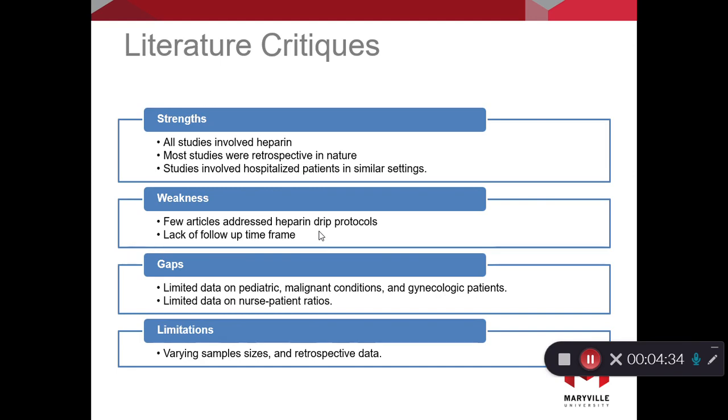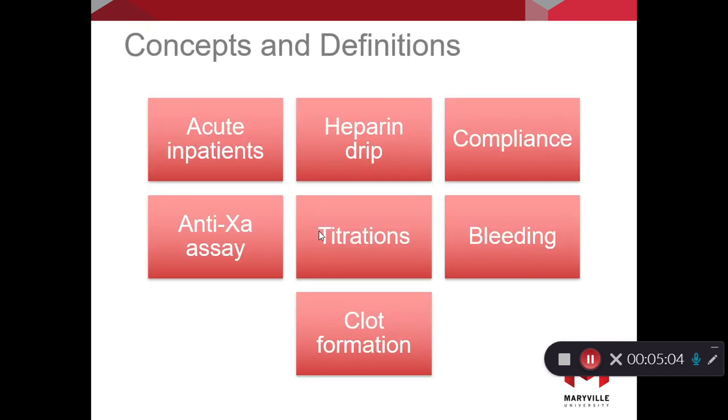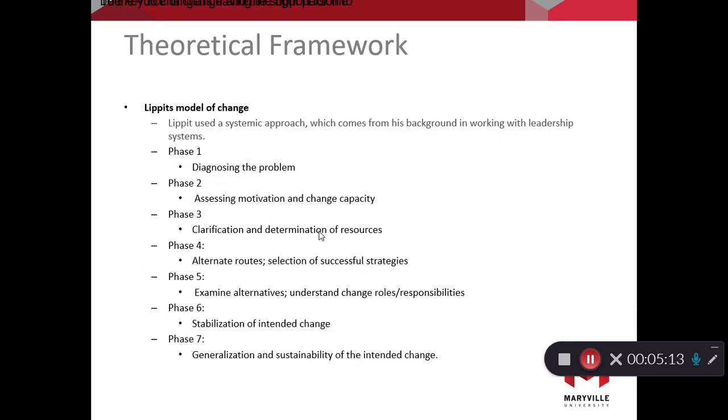Critique of literature. Some of the strengths were that all the studies involved heparin drip. Most of the studies were retrospective in nature, and all the studies involved patients in hospitalized settings with similar settings. As for the weakness, few articles address heparin drip titration protocols. As for the gaps, there was limited data on pediatric, malignant, and gynecologic patients. The limitations, there were variable sample sizes. Concepts and definitions: acute care patients, heparin drip, compliance, anti-XA, titration, bleeding, and clot formation.